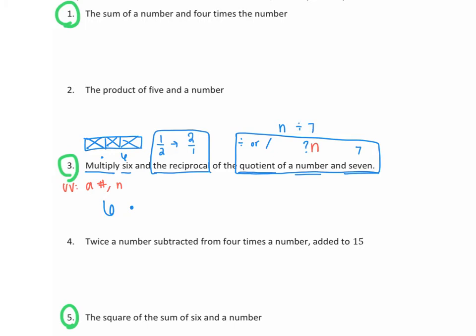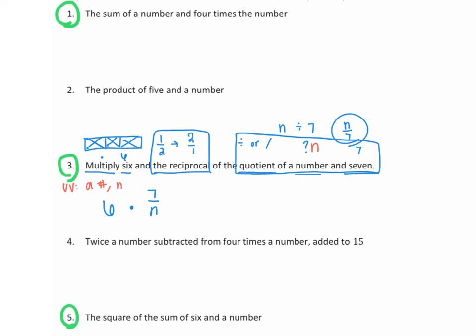Now to make this easier, I'm just going to rewrite it as a fraction. So it's going to be n over 7. Okay, so just to reiterate this, I'm going to start from the beginning. Multiply 6 and the reciprocal of n divided by 7. So what's the reciprocal of n divided by 7? 7 divided by n.